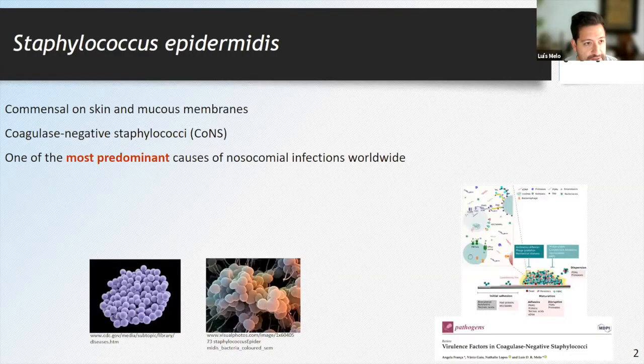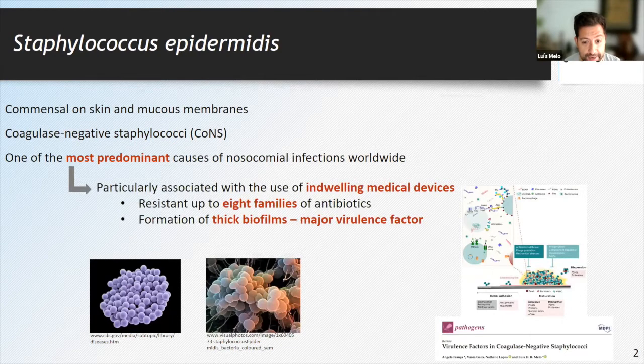Just a brief introduction on the organism. Staph epidermidis is a coagulase negative staphylococci that inhabits our mucous membrane and skin. However, it has become one of the most predominant causes of nosocomial infections worldwide, namely in indwelling medical devices. These infections are particularly difficult to treat for two main reasons. One, some of the Staph epidermidis strains can be resistant to up to 8 different families of antibiotics, and two, Staph epidermidis is known to form thick biofilms, which is indeed considered its major virulence factor.